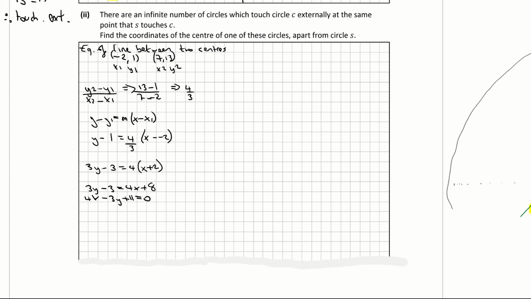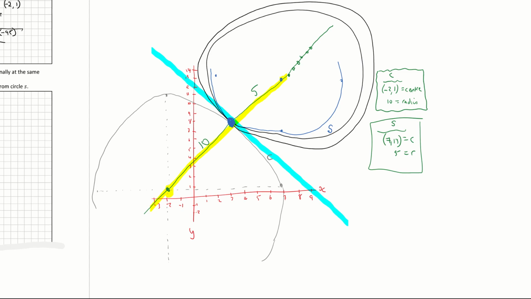Now what I want to do is find the equation of the line that goes between the two circles, so the tangent to the point of contact. In other words, the equation of this blue line. And in order to get the equation of a tangent between the two circles, basically what I want to do is subtract the two equations of the circles from each other. So that's what I'm going to do now.